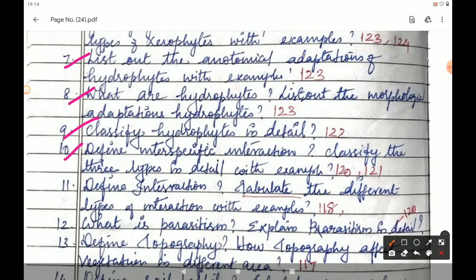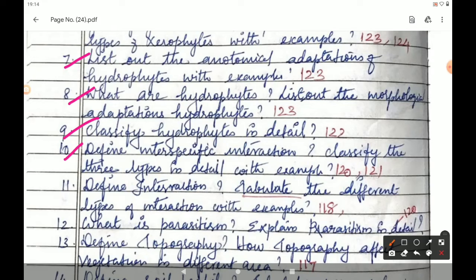Then classify the three types of interaction in detail with example. For that answer is given in page number 121. Three types of interspecific interaction are mimicry, myrmecophily, and co-evolution. Mimicry means it's a phenomenon in which a living organism modifies form, appearance, structure, and behavior and looks like another organism. And this is of two types: floral mimicry, animal mimicry. Example for floral mimicry is Ophrys and orchid. Animal mimicry is Carausius morosus and stick insect.